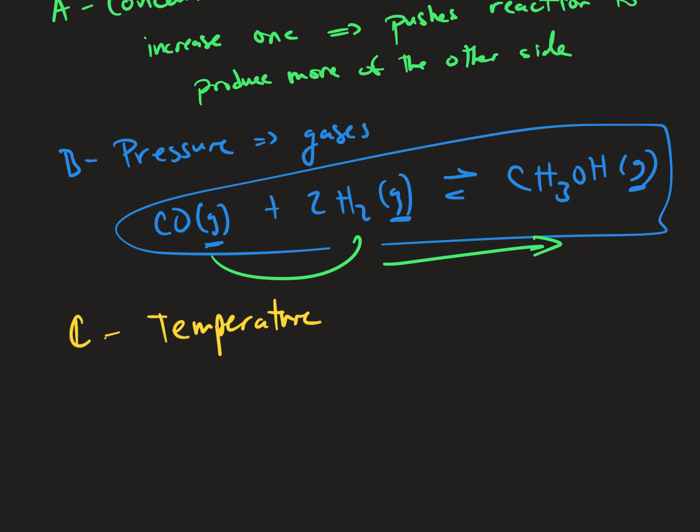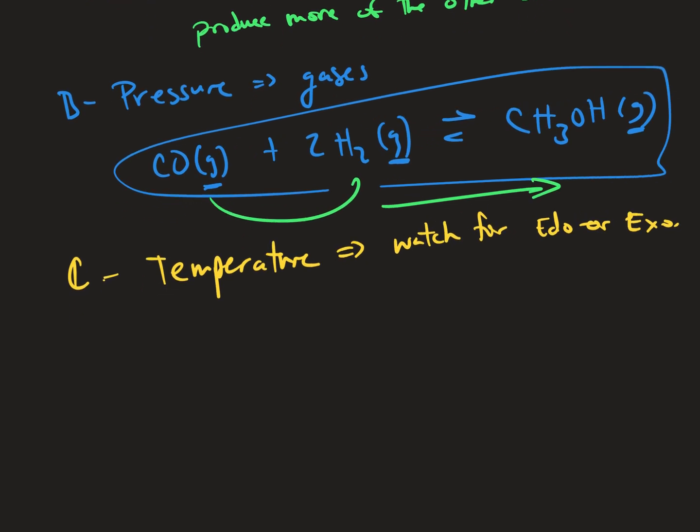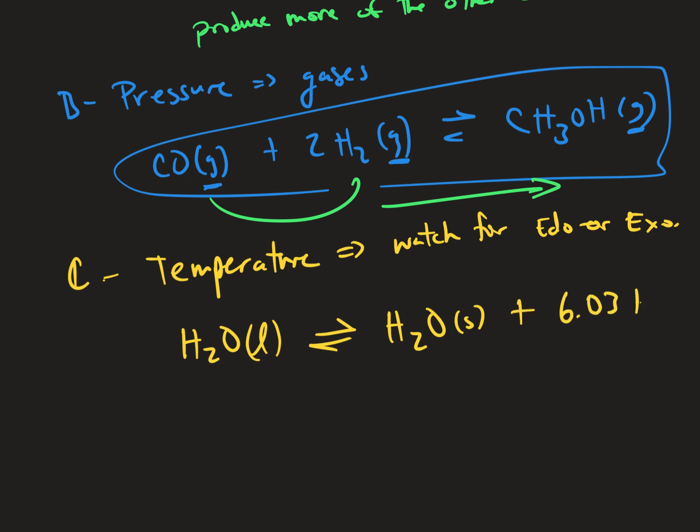And this will change depending on whether it's endothermic or exothermic. Okay? So watch for endo or exo. So let's see here. We have, and this is a real simple example, liquid water and it produces solid water. And this is an exothermic reaction. It's not really a reaction, but okay.